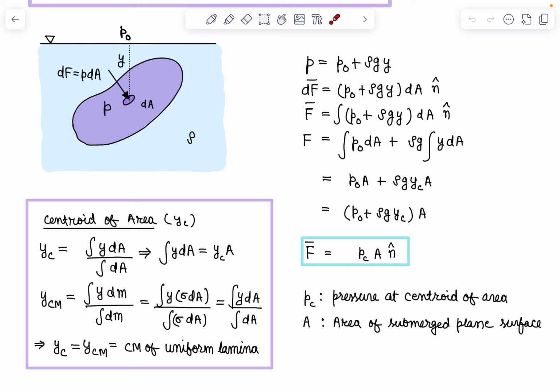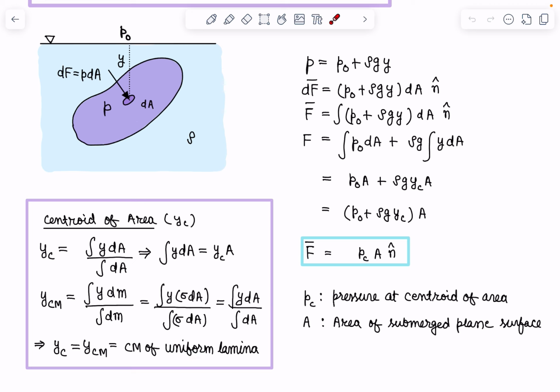Because it is a uniform surface distribution we have assumed, dm can be written as sigma times dA, where sigma is the surface mass density. In the denominator also, in place of dm I have written sigma dA. Because sigma is constant, it will come out of the integration sign and get cancelled, and we will be left with integral of y dA upon integral of dA, which is essentially the same term as y_C. So what is the conclusion here? That the centroid of area y_C is the same as the center of mass of a uniform lamina of the same shape.